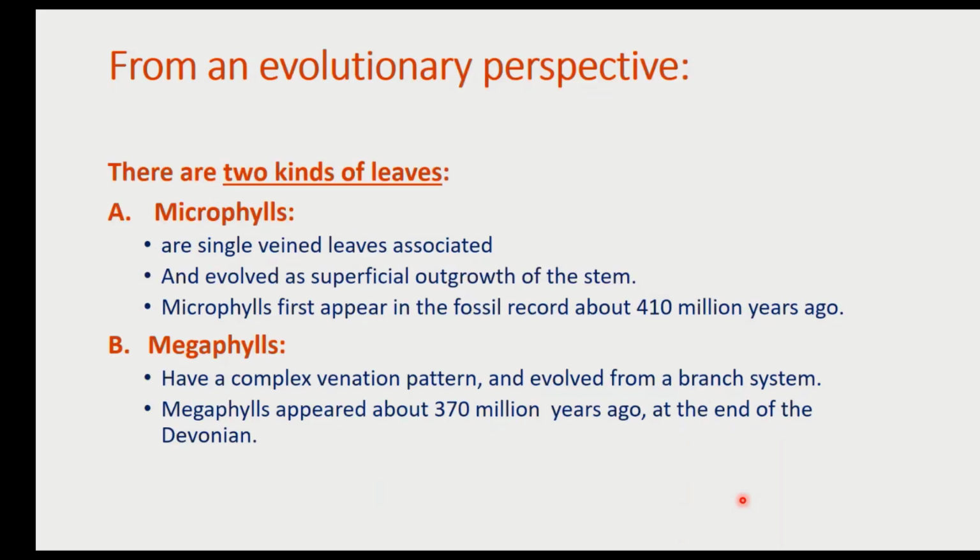From the evolutionary perspective, there are two main kinds of leaves, which are microphylls and megaphylls. The microphylls are single-vein leaves that evolved as a superficial outgrowth of the stem, and first appeared in the fossil record about 400 million years ago. The megaphylls have complex venation patterns and evolved from a branch system, and appeared about 370 million years ago at the end of the Devonian era. So the megaphylls are the more recent ones.